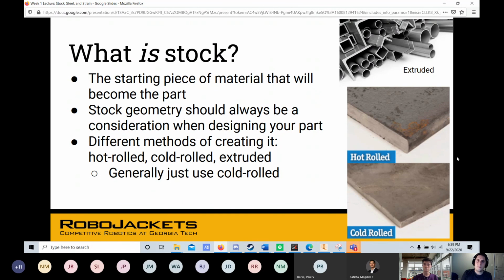There are also different methods of creating that stock. For example, on the right, we have extruded sections. Essentially, remember those Play-Doh things that you might have played with when you were younger, right? The ones that make little noodles and different kinds of stuff.